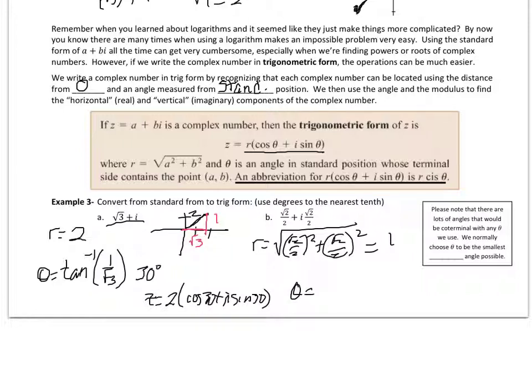Now what's theta? So theta is the arctangent of 1. Good. And so that is 45. Excellent. So then trig form equals 1 times the cosine of 45 plus i sine 45.